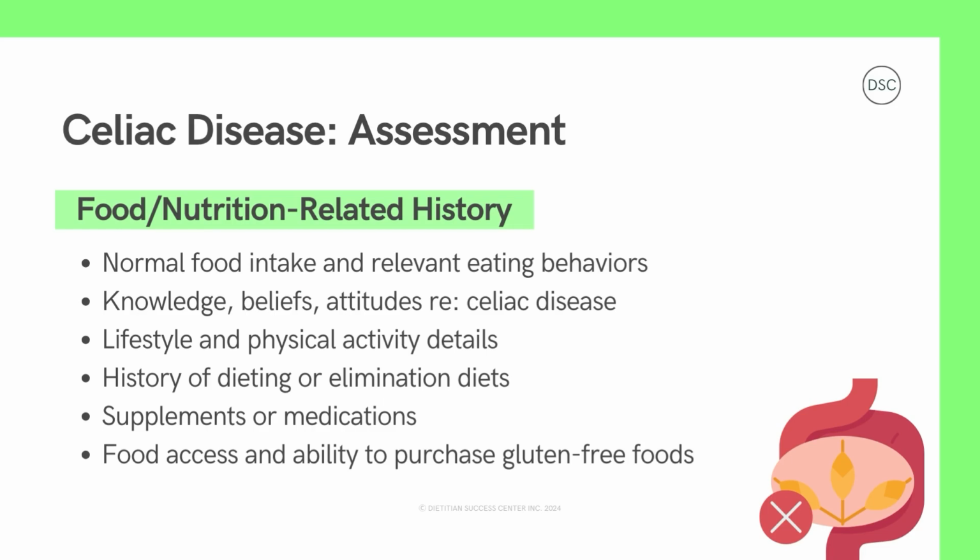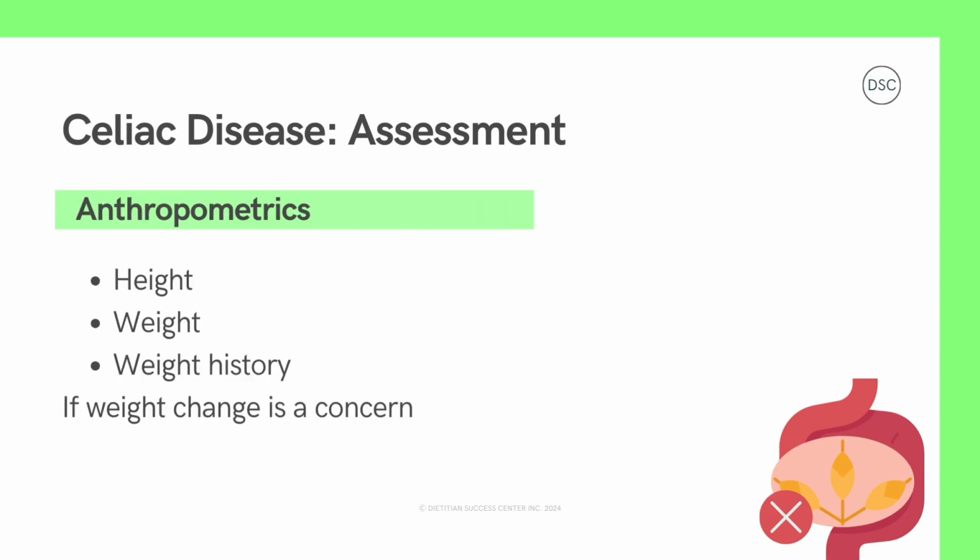Knowledge, beliefs, attitudes related to celiac disease and their diagnosis. Overall lifestyle and physical activity details, including stress level, any relevant family or social history, any history of dieting or elimination diets, any supplements or medications they might be taking that could impact their nutritional status, and food access and ability to purchase gluten-free foods. Anthropometric data or measurements such as height, weight, and weight history if weight change is a concern for this client.